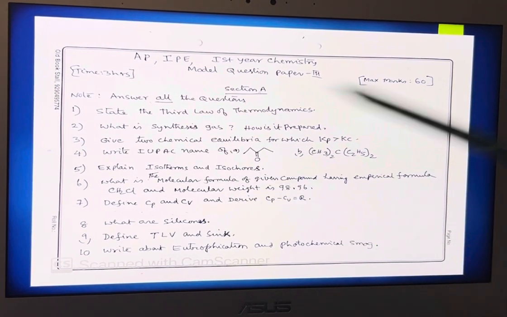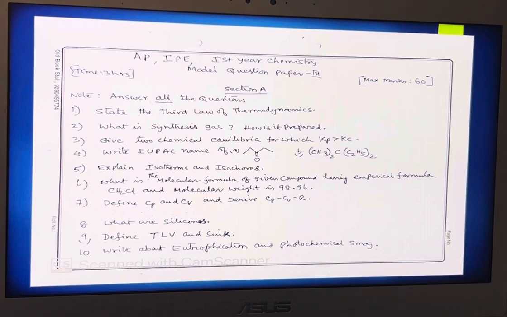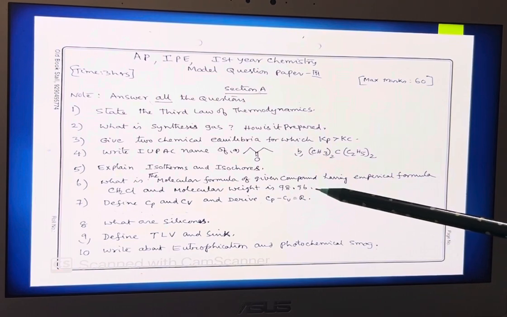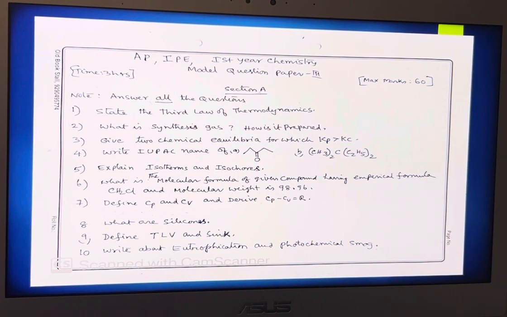Explain isotherms and isochores. What is the molecular formula of a given compound having empirical formula CH2Cl and molecular weight 98.96? You have to calculate and write the molecular formula of that compound. Define Cp and Cv and derive Cp minus Cv is equal to R.